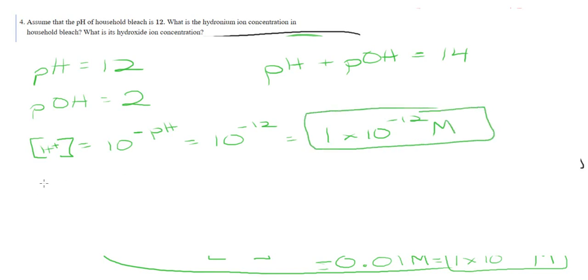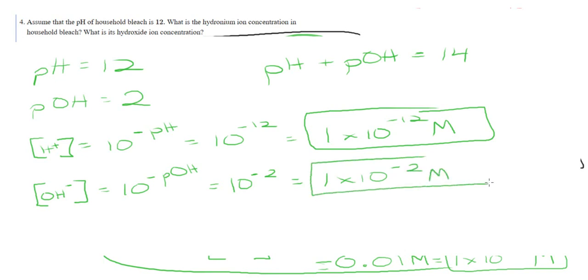And I can also calculate the hydroxide ion concentration by raising, if I take 10 raised to the power of the negative pOH, I can plug that number in, I get 10 to the negative second, and that just equals 1 times 10 to the negative 2 molar, and there are both of my answers. And so that's how I'm going to do number 5 as well.